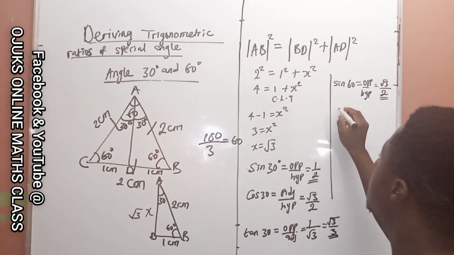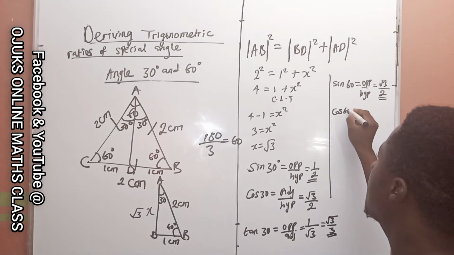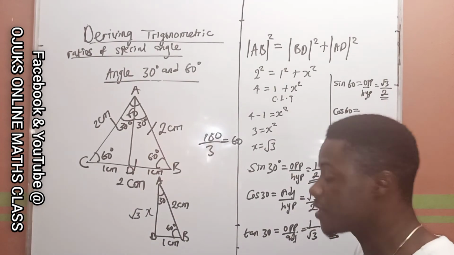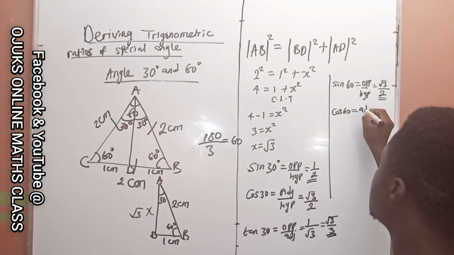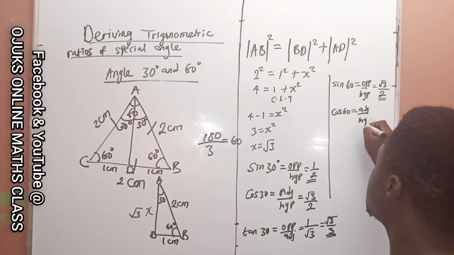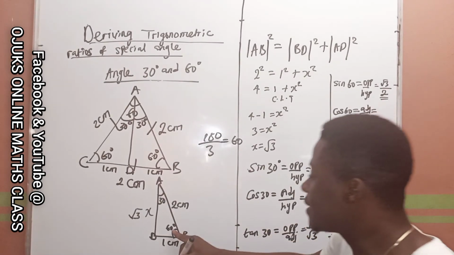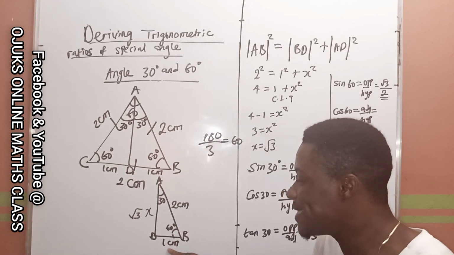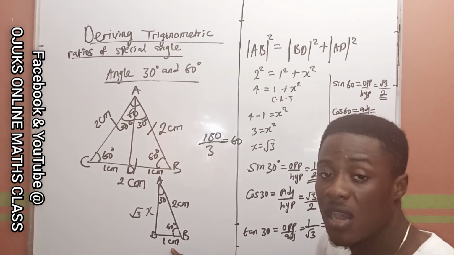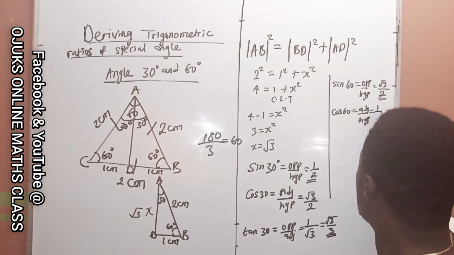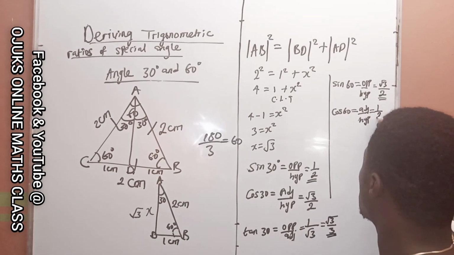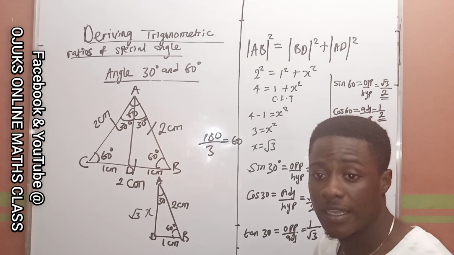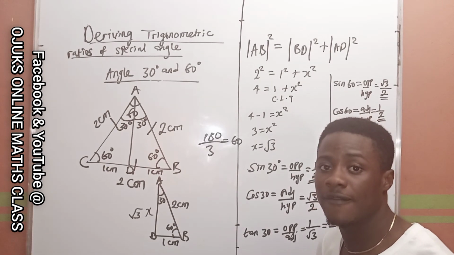Then cos 60 is equal to, what is cos? Cos is always our adjacent over hypotenuse. So what is the adjacent? This is 60, this is the opposite of 60, this is hypotenuse. Therefore, the adjacent of angle 60 is 1. So we have 1 over our hypotenuse, which is 2. So 1 over 2 is the value of cos 60. If you punch your calculator, it will give you the same value.